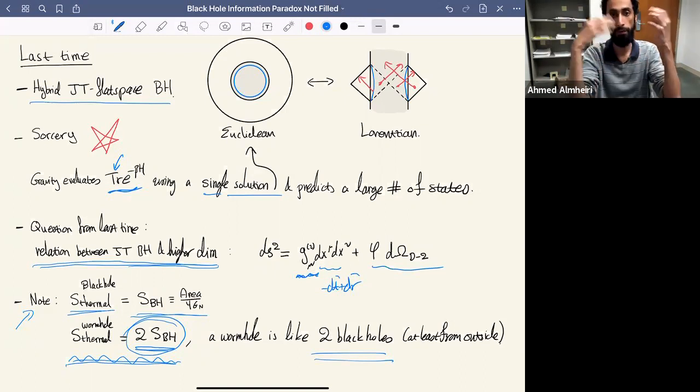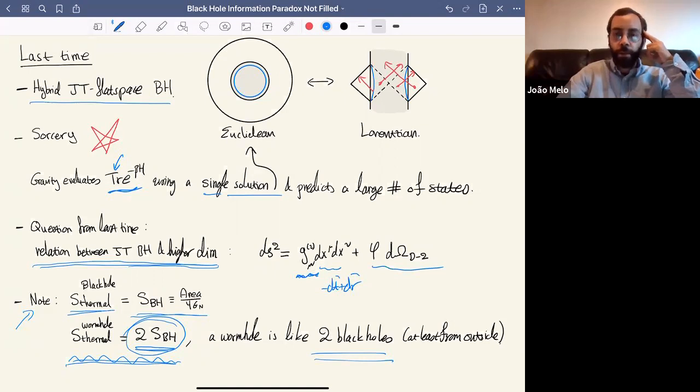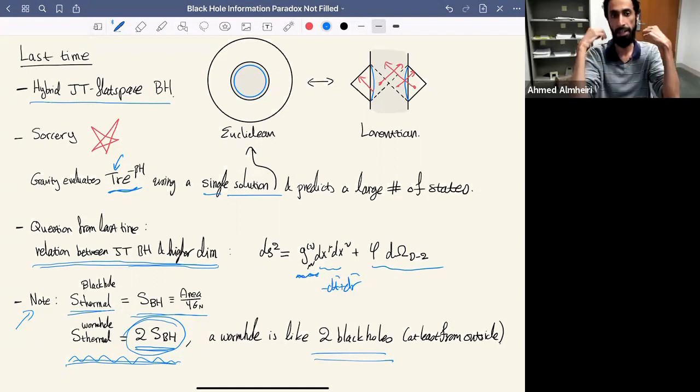So it would look like you have four black holes. Yes, thank you. That makes a lot of sense. Thank you. And then in that calculation, if you do it carefully, you'll find this twice times the Bekenstein-Hawking entropy.